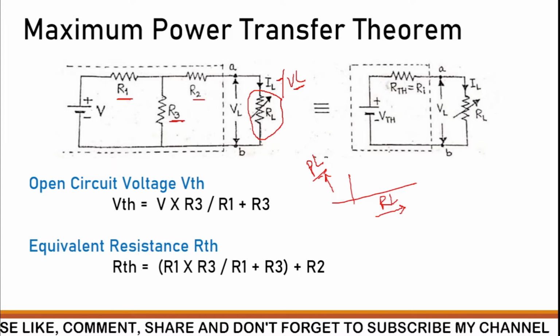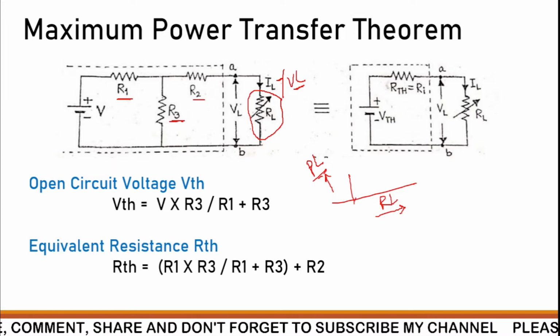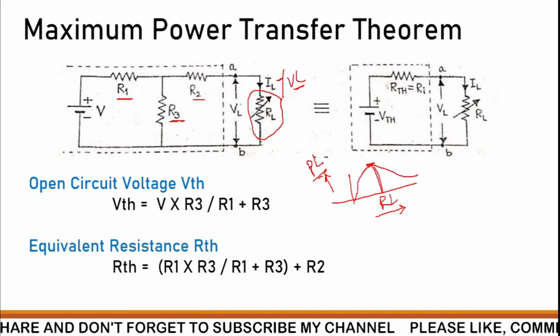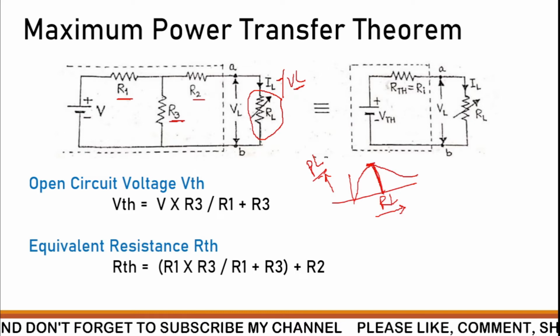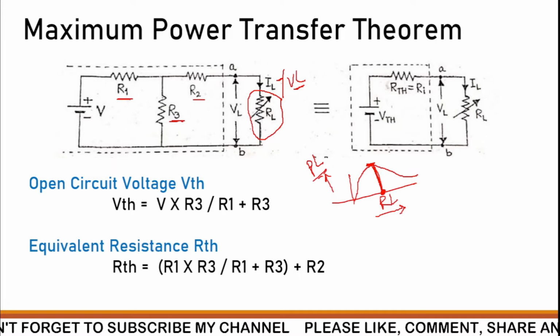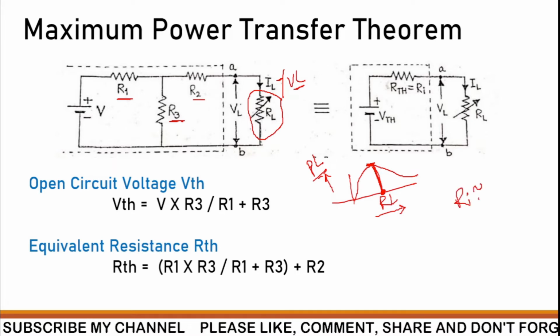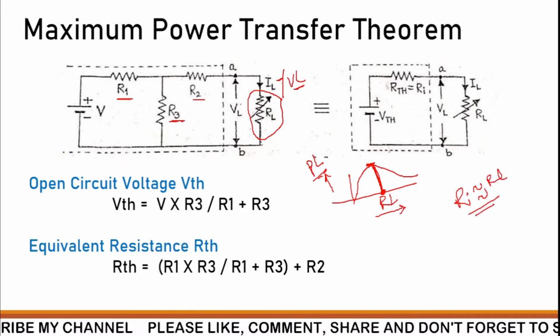Then we are going to draw the graph. The graph structure will be the same as this, where at this point we are going to get the maximum power. So that resistance RL should be the internal resistance. So RI should be approximately equal to RL.